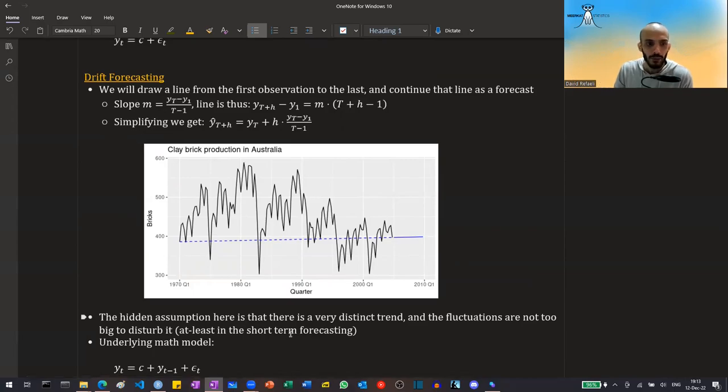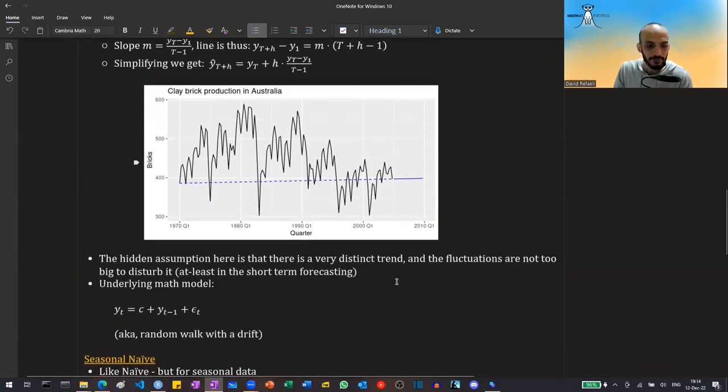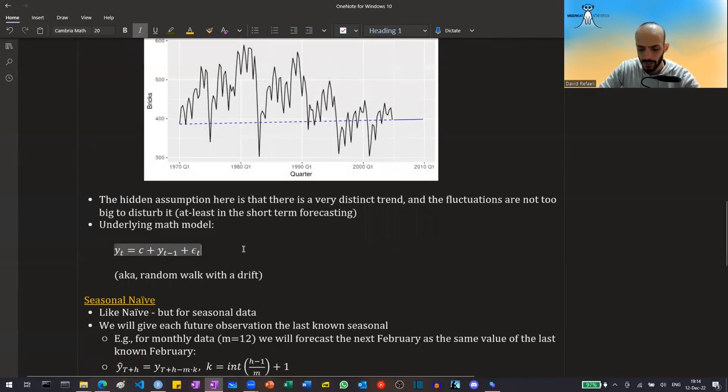Yeah, so maybe we won't get the exact M, the exact slope, we'll get something a little bit more or less, but for short-term forecasting, it will be enough if the trend is very distinct. And the underlying math model for this forecasting is that the current value is equal to some constant plus the previous value plus some noise. And this is also known as random walk with a drift. And actually, we could also write this as yt minus yt minus 1 is equal to c plus epsilon t.